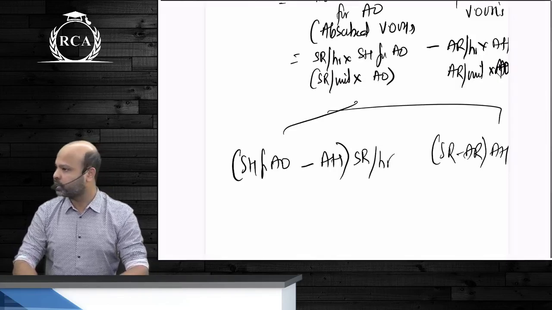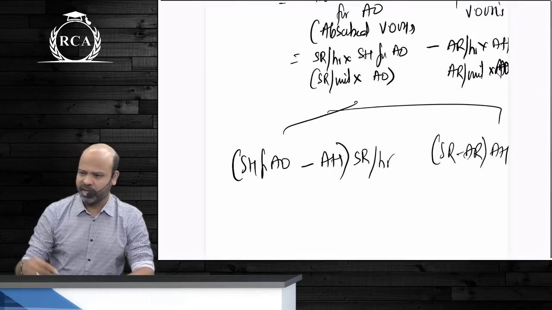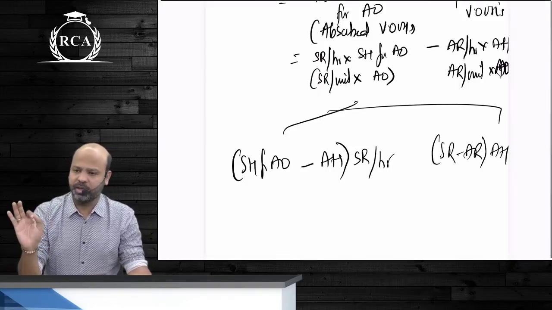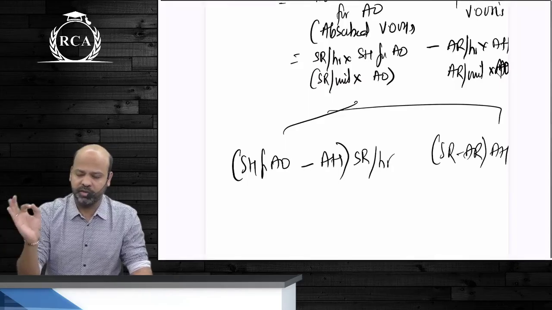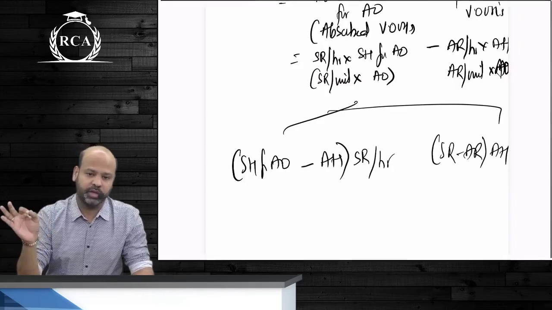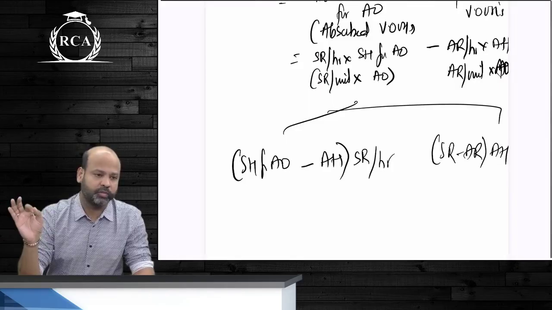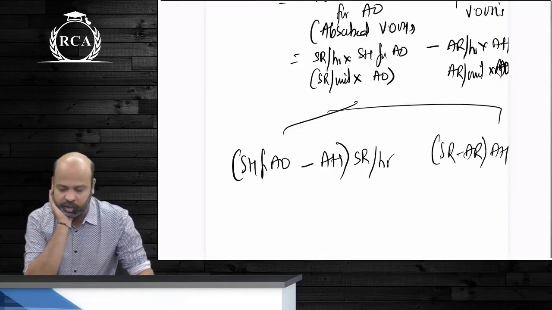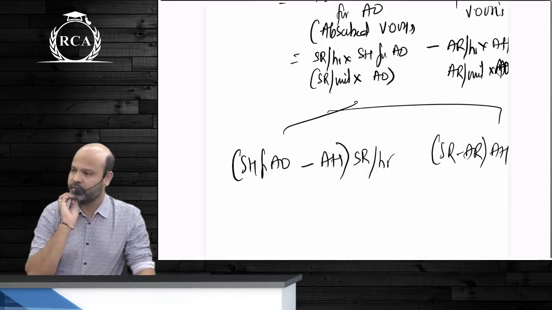Any doubt in this part, guys? Did you understand? You learned only one new thing, the rest of the formulas are the same. And what is that? If the word absorbed overheads is used, that is exactly the same as standard overheads. And standard overheads are not absorbed on the basis of actual hours. They are always absorbed on the basis of standard hours. Are we clear about this?